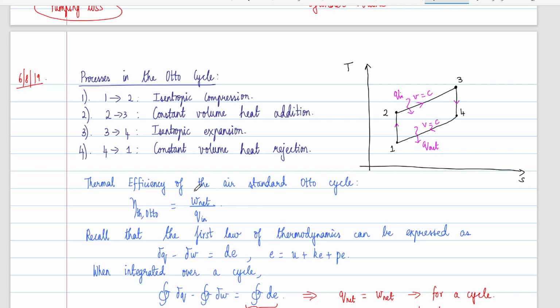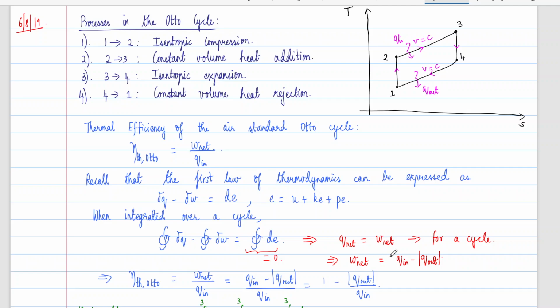So you can look at the efficiency. The thermal efficiency of a standard Otto cycle is given by W net divided by Q in. So how much energy we are giving in, that is Q in, right? And W net is the net work done.